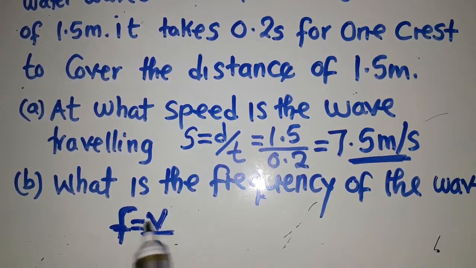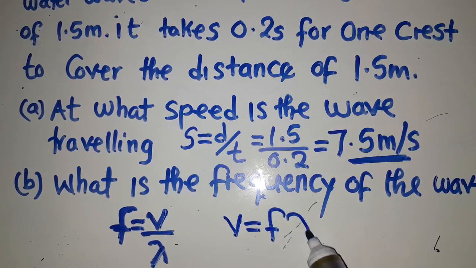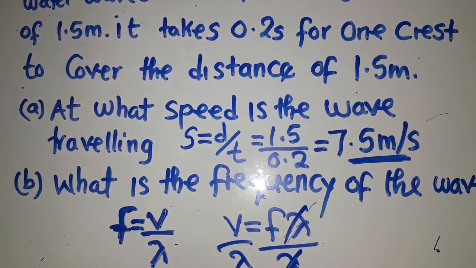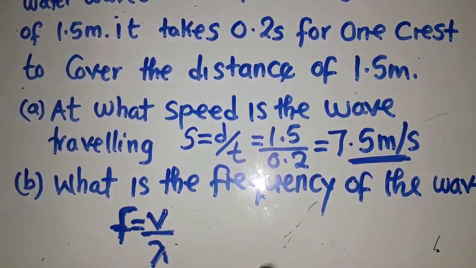Hope you know where these formulas are coming from. So these formulas are coming from where? You know that velocity is equal to frequency times wavelength. You divide both sides by what? Wavelength, so that this and this can cancel out. You remain with frequency is equal to velocity over wavelength. I guess you understand where these formulas are coming from.